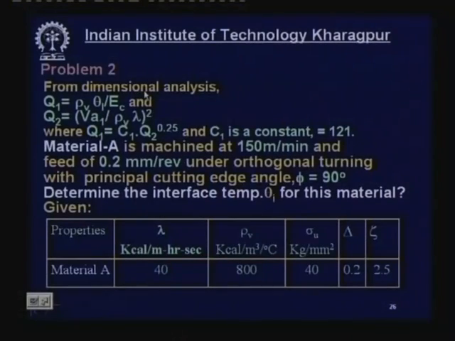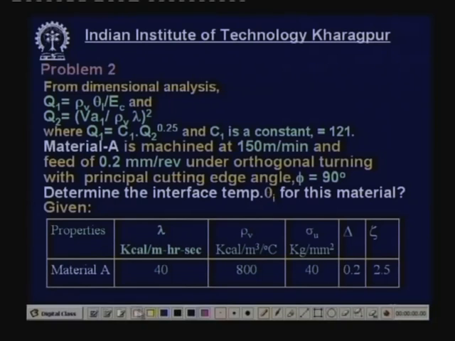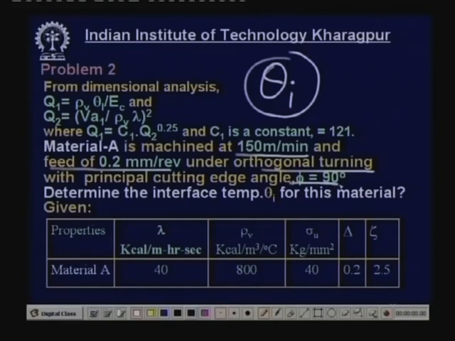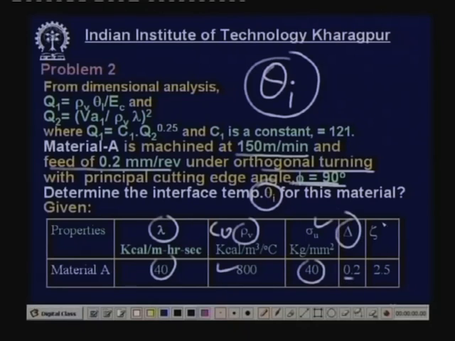Now this is another problem, for the determination of theta I, that is, the average shear zone temperature. You can use the Buckingham formula from dimensional analysis. Q1 is given by this expression, Q2 by this, where Q1 is equal to C1 Q2 to the power n, where n is equal to 0.25 and C1 is a constant, suppose given a value 121. A material, say A, is machined at such a speed and feed under orthogonal turning, and this angle is 90 degrees. Determine the interface temperature theta I for the following condition. Lambda is given, rho, CV is given, and the ultimate tensile strength 40 kg per millimeter square is given. The percentage elongation is 0.2 and zeta is 2.5. So these are the values which are given. With the help of these values, you have to determine theta I from this equation.